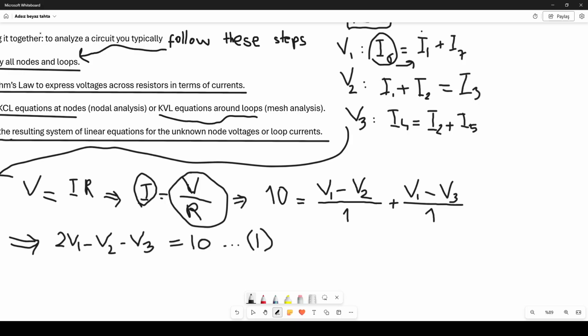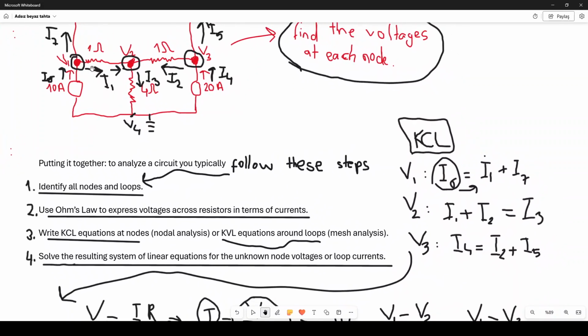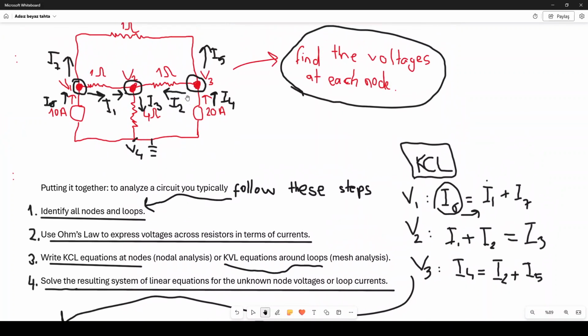Now I will have two more equations, for V2. We have I1 and we have I2. How about I1? Again, look at the voltage difference: V1 minus V2 over 1, the same thing. So I write it here, at node 2, V1 minus V2 over 1. And for I2, how can I decide I2? Again applying Ohm's law, look at the direction of I2. The current I2 flows from V3 to V2, so we take the difference between V3 and V2.